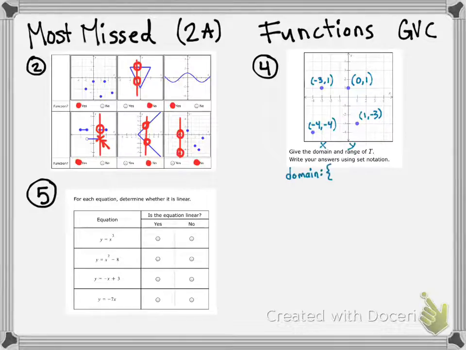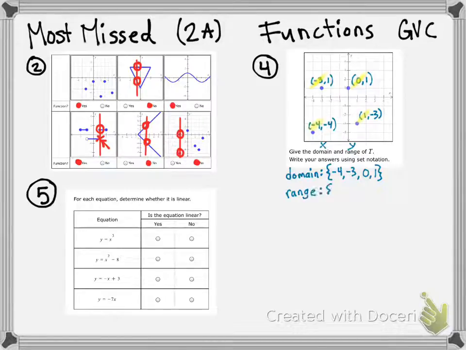The first coordinate in each point is the domain. So we find -3, -4, 0, and 1, all of the x values, and we list them in brackets as the domain. This is called set notation when we put them inside those brackets and have commas in between each number.